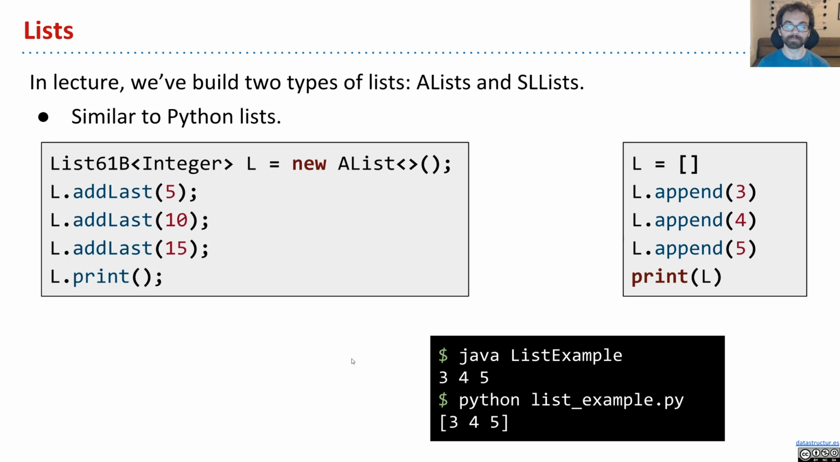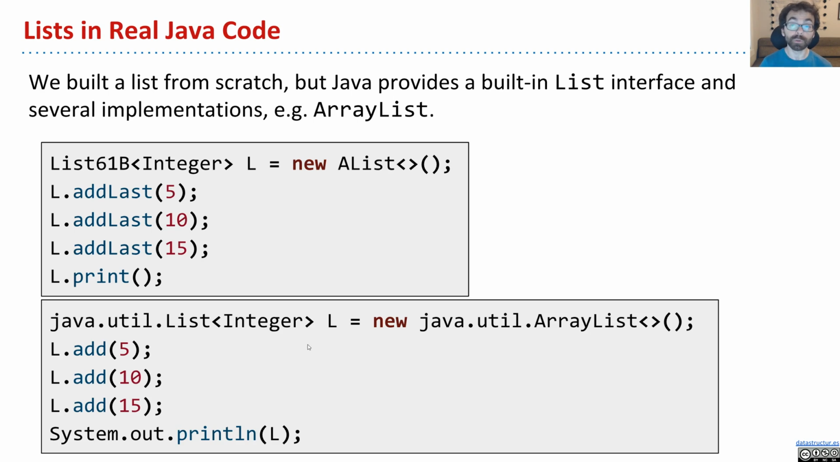Okay. Well, of course, in Java, as I was saying earlier, you would not build your own list, and instead you would use the built-in list interface and ArrayList class. So actual Java code could look like this. java.util.List integer L equals new java.util.ArrayList. And this java.util thing here just indicates that it's part of a package of code that's called java.util. Much like what we saw with JUnit, we had org.junit.assert, etc.